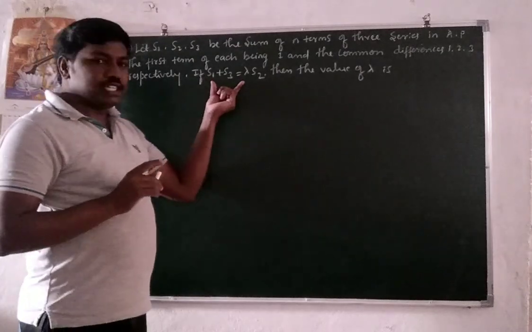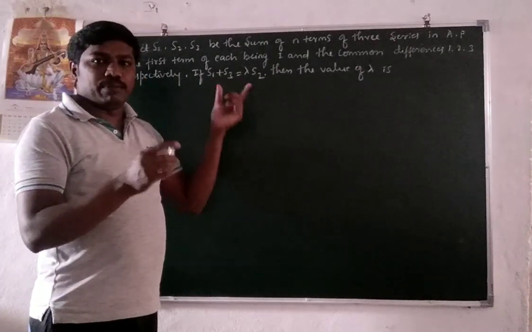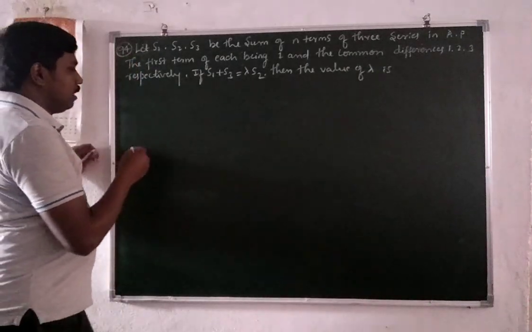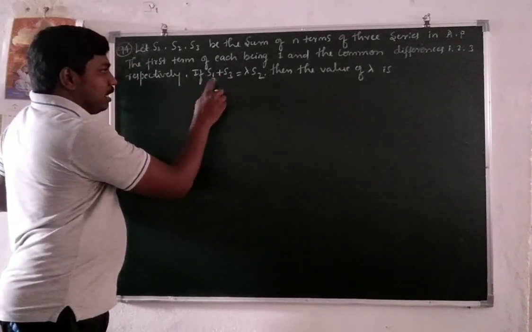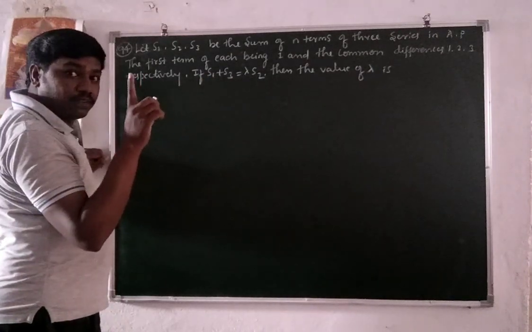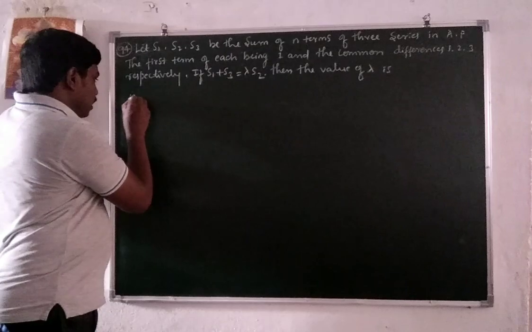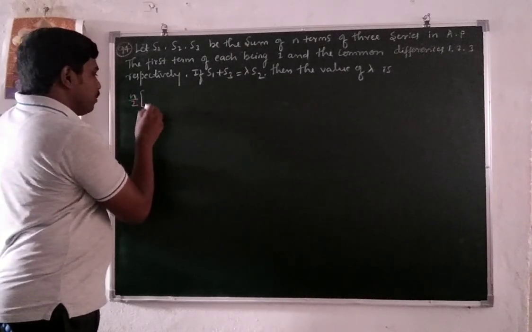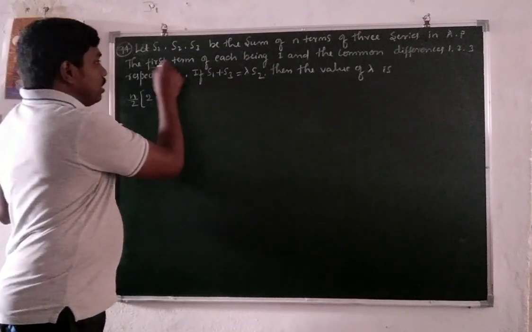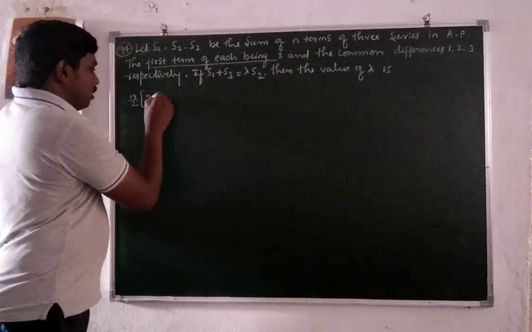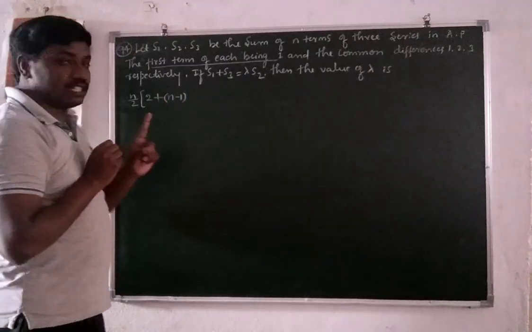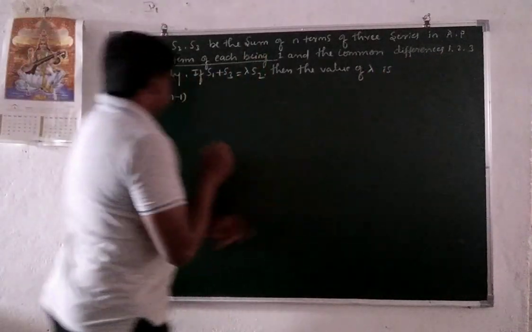Then the relation is given: S1 plus S3 is equal to lambda into S2. What is the value of lambda? So S1 plus S3. What is S1? Sum of n terms of the first series: n by 2 into 2A plus n minus 1 into the common difference. A is 1, the first term of each series, and the common difference of the first series is 1.